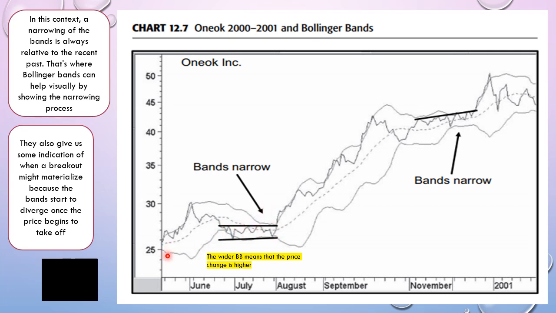Okay, maksud dia kat sini, kalau you tengok Bollinger Band ni, mula-mula dia ni kan, dia membesar kan. Lepas tu dia starting untuk narrow. Okay, the wider BB means that the price change is higher. Okay, price change dekat sini higher. And then dia start narrow. Okay, kemudian dia besar lagi narrow. Jadi kat sini narrow band ni menunjukkan signal. Okay.